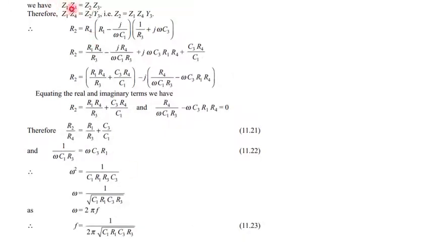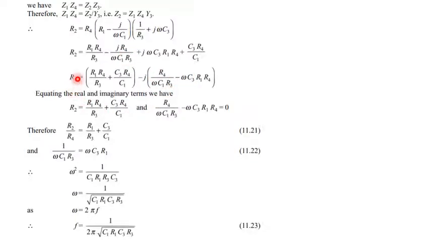If you simplify, you will get Z2 is equal to Z1, Z4, Y3. Then you have to substitute. Z1 is R1 minus J divided by omega C1. Then Z4 is R4. And then Y3 is 1 by R3 plus J omega C3. Now if you simplify this, you will get this equation. Here this is the real part, R1 R4 by R3, and this is the real part, C3 R4 by C1. Club them together. Then this is the imaginary part, write them together.